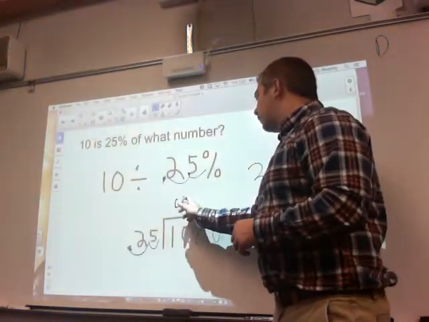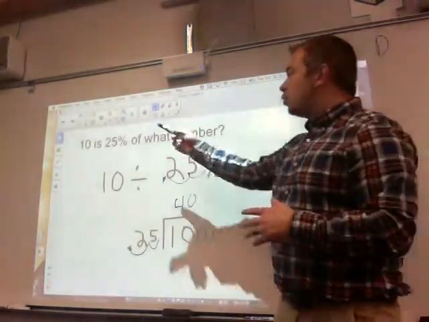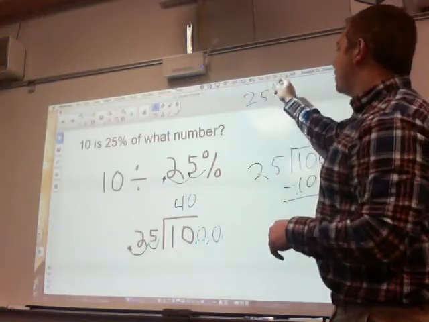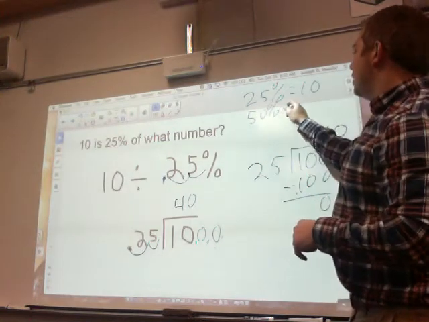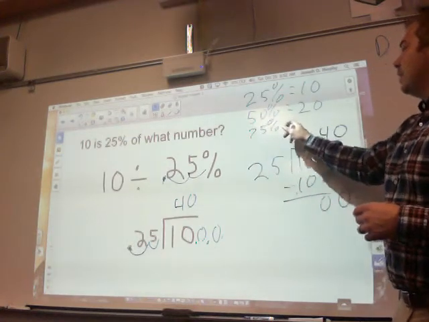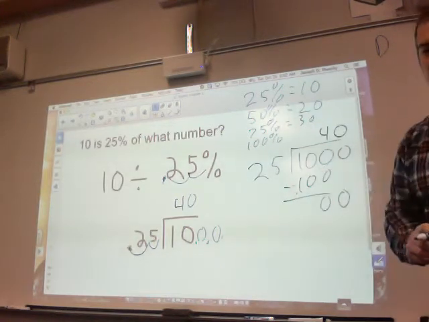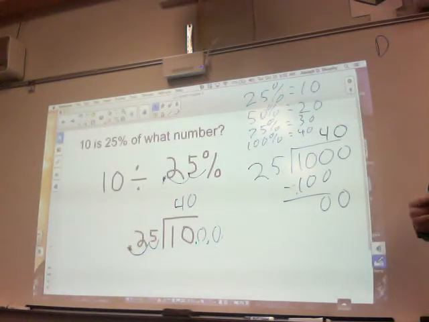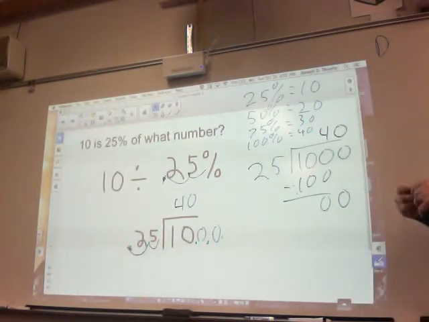The answer is 40. Another way to think about this: 10 is 25% of what number? If 25% equals 10, then 50% would equal 20, 75% would equal 30, and then 100%, because we're trying to get back to 100% of that number, equals 40. That's a different way to think about this one. So 10 is 25% of what number? 40.